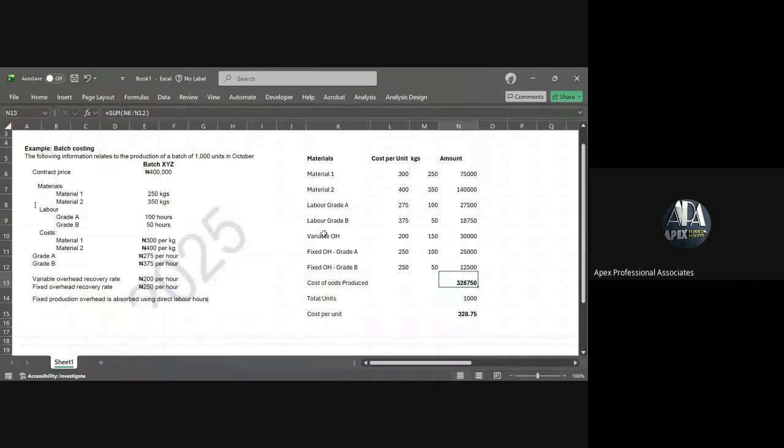Is that clear? Yes, sir. Yes, very well, sir. So now from there, we have the cost of goods produced and the total units of the item produced and the cost per unit. And that is how you calculate your batch cost.